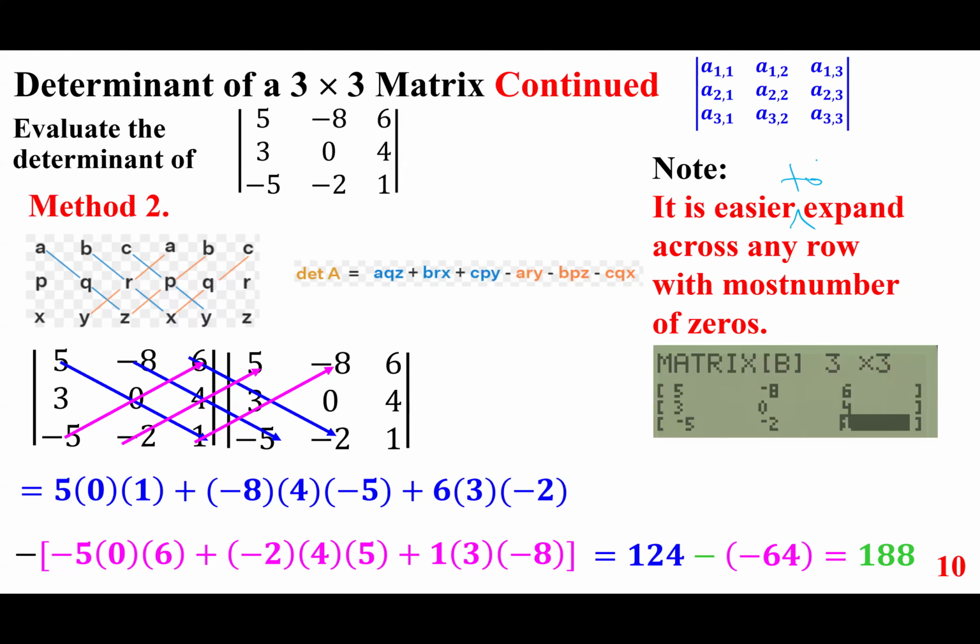Now, if I want to go with technology, and when it gets involved, you can use technology. We put a 3 by 3. That is the dimensions. We put the information and then determinant of matrix B, 188. And that's fine. For a 2 by 2, you should have no problem to do it by hand. For a 3 by 3, you may use a calculator.